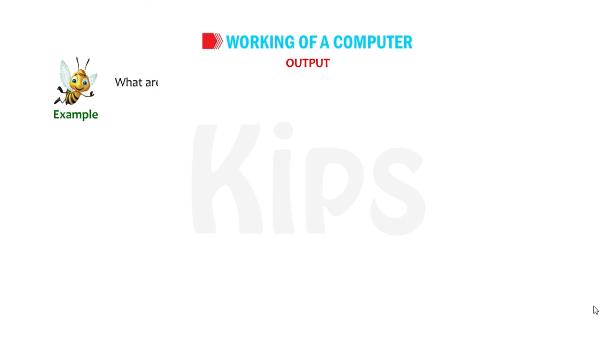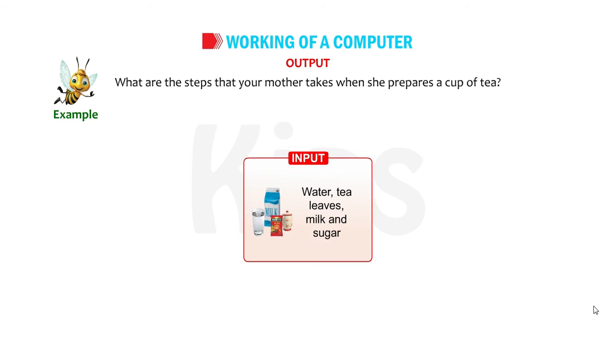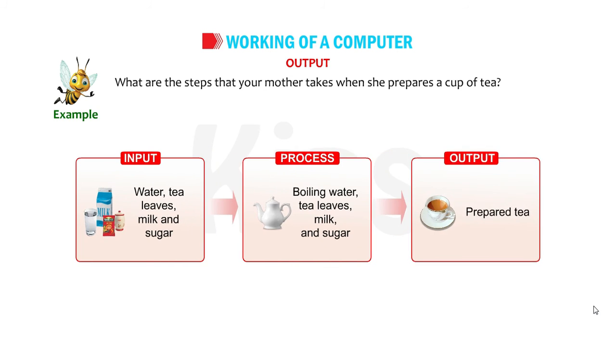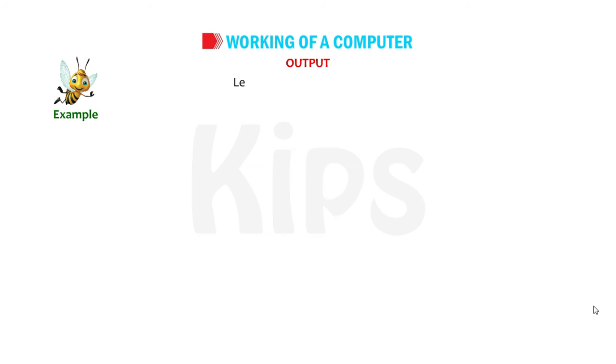Example. What are the steps that your mother takes when she prepares a cup of tea? Input. Water, tea leaves, milk and sugar. Process. Boiling water, tea leaves, milk and sugar. Output. Prepared tea. Now let us take another example.